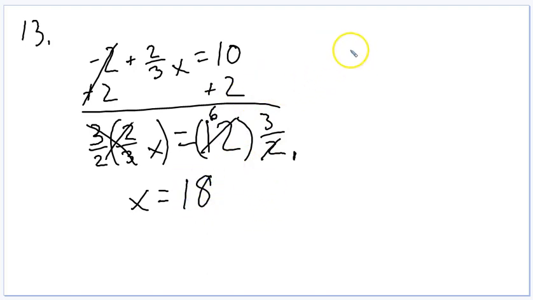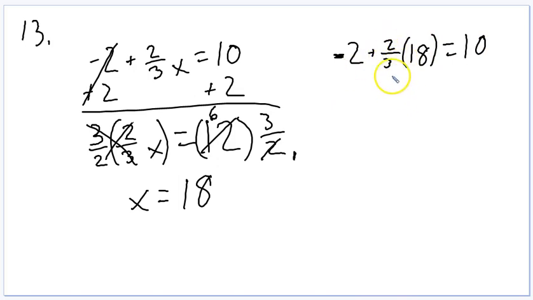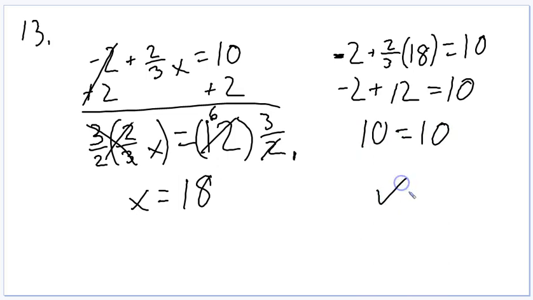Okay? So let's try this out. I've got negative 2, excuse me, class, I've got negative 2 plus 2/3 times 18 equals 10. So 2/3 of 18 is 12, plus negative 2 equals 10. So combine these, we get 10 equals 10. Check mark. Let's go. Moving on to 14.